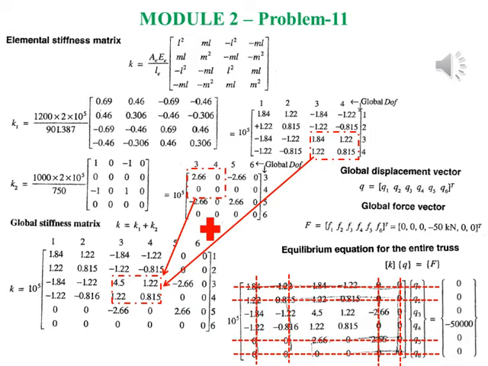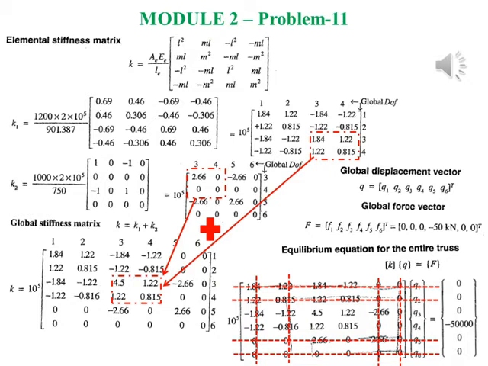In the elemental stiffness matrix for element 1, node number 2 is there, and it is represented by row 3 and column 3, row 4 and column 4. Similarly, in elemental stiffness matrix 2 also we have node number 2, which is represented by row 3, column 3 and row 4, column 4. So taking these common terms and adding up to get the global stiffness matrix. So K is equal to K1 plus K2. So the global stiffness matrix is written down in the slide.